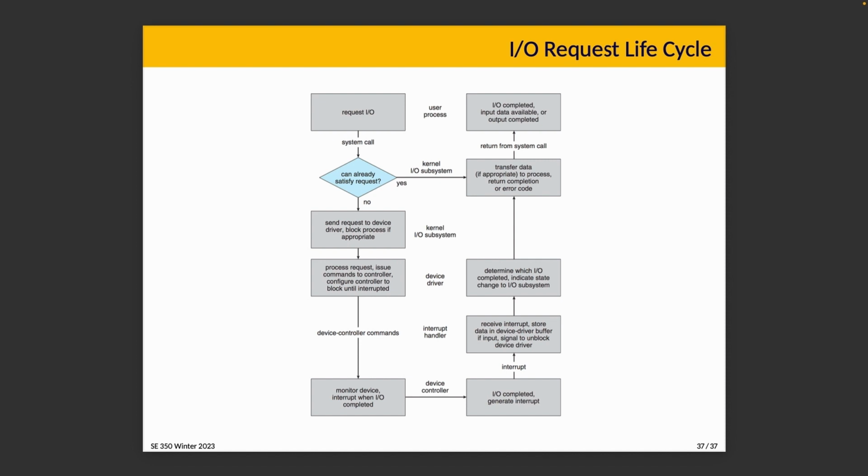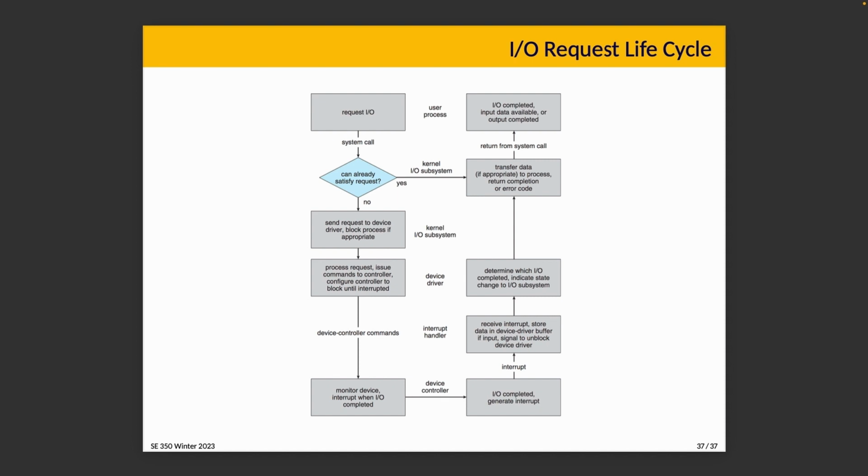The job then of the interrupt handler is to store the data in a buffer if we were fetching data, so in this case yes, and signal to unblock the device driver. The device driver is responsible for figuring out which of the requests has completed, because there could be more than one, and indicate state change to the I/O subsystem, so device is available again, or request is complete, or queue size has decreased, whatever it is. And then we'll transfer the data to the process memory as per the request. We'll return from the system call, and then the I/O is complete, so the input data is available.